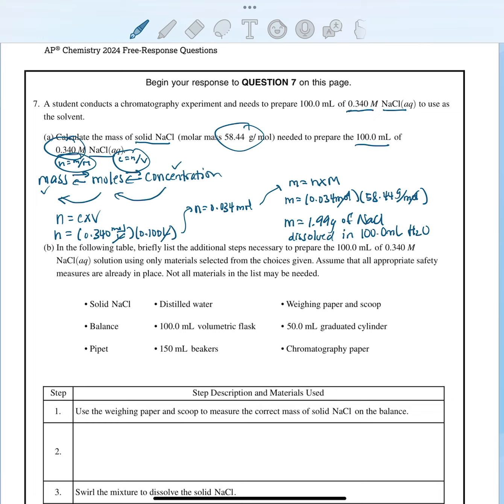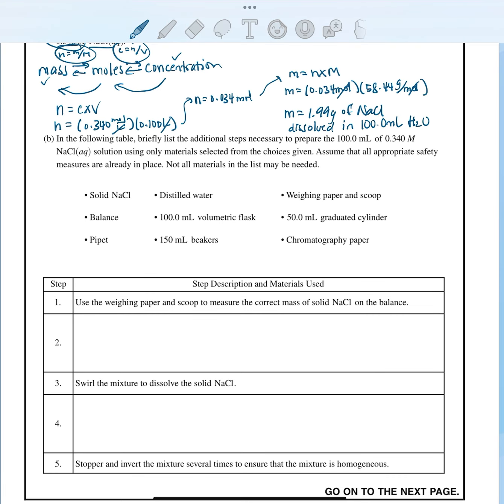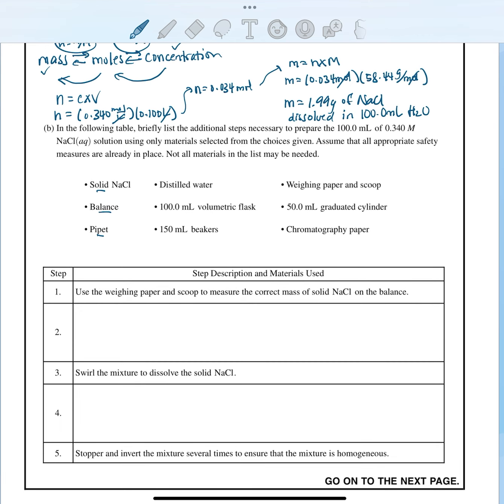All right. So question B is asking me to use the materials in the data table in my materials list to explain how I actually would do this in a lab setting. It says here that not all the materials in the list may be needed, so we'll think about this carefully. I will need the solid sodium chloride for sure. I will need a balance to measure out the 1.99 grams. Do I need a pipette? Probably not, because I don't need that to make the solution of salt. I will need distilled water.